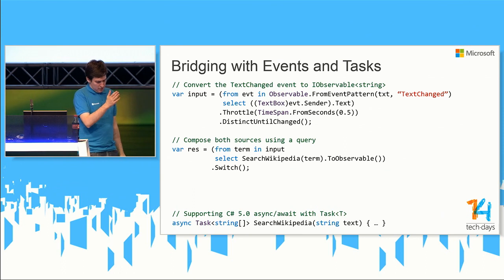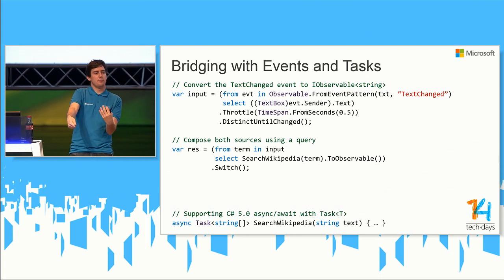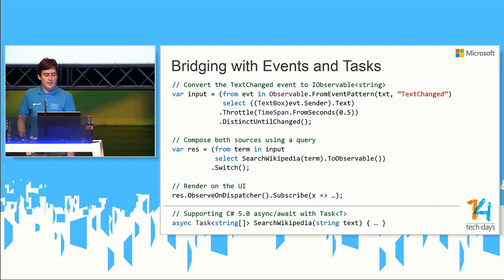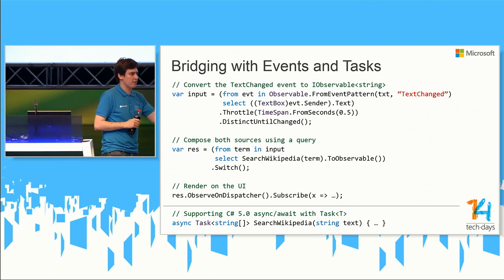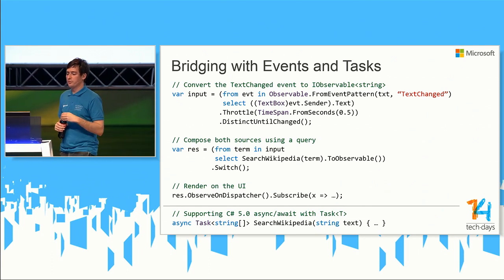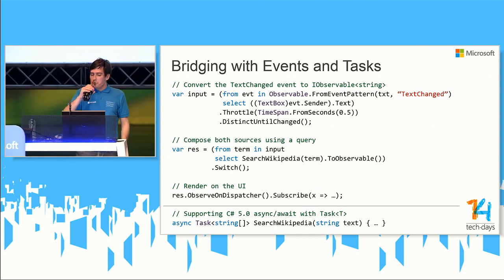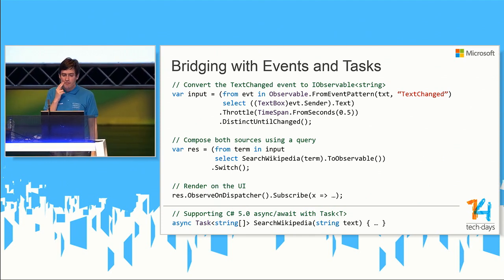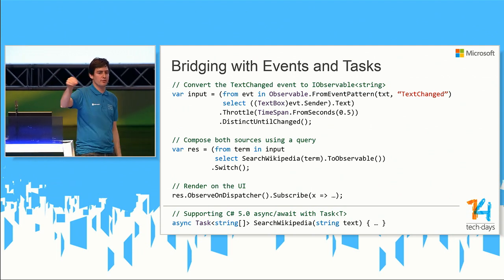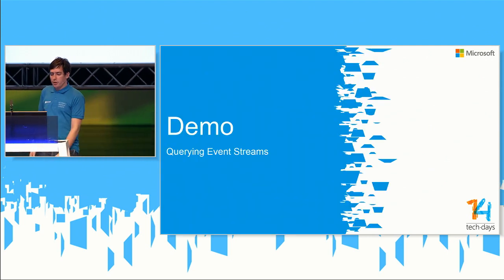Here you simply say, you know what, project all the terms onto Wikipedia results and then switch to the latest result you have. So if the user types again, you want to cancel the previous one and switch to the latest one. And then finally, you do this, observe on dispatcher. That's just to make sure that you can access the UI framework. There's also observe on Windows Forms, and then you simply subscribe to update, for example, a text box. So that's an example of how to bridge with .NET events using FromEventPattern, and how to easily bleed into the world of task and async and await by converting a task to an observable as well. So a little demo.